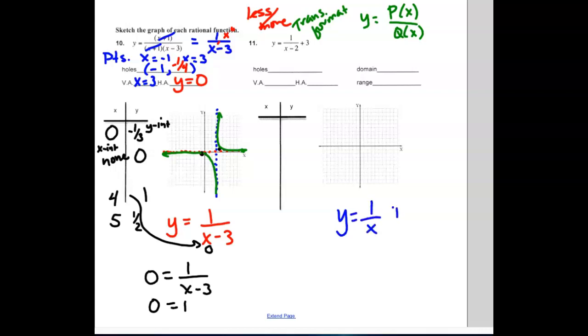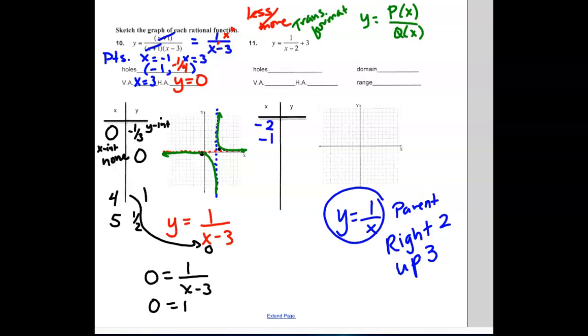The minus 2 down with the x means I am going to move right 2, and I'm going to shift up 3. So let's graph our parent function, y equals 1 divided by x. Let's just pick a couple values, -2, -1. We can't put a 0 in because that's undefined. And let's put in a +1 and a +2.